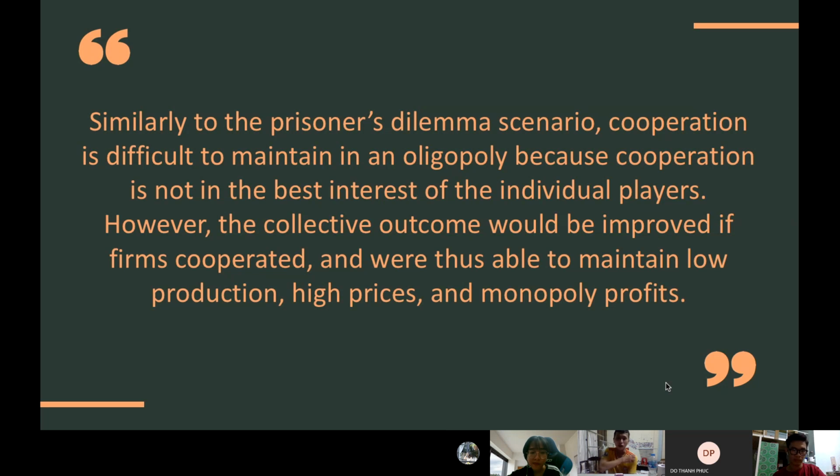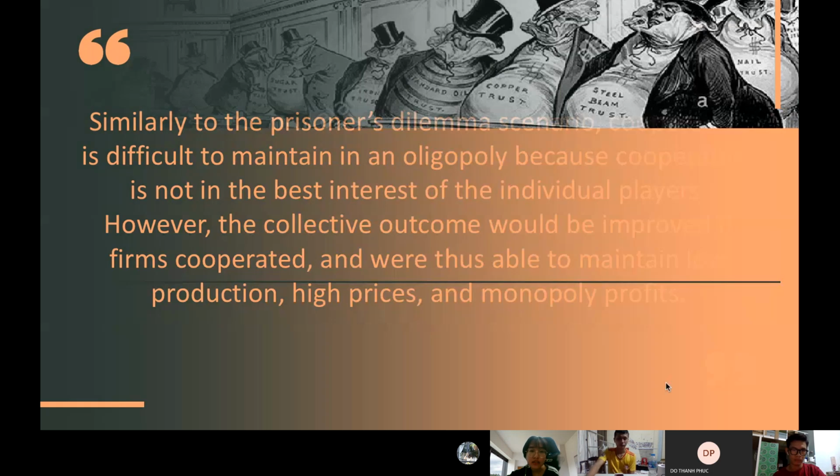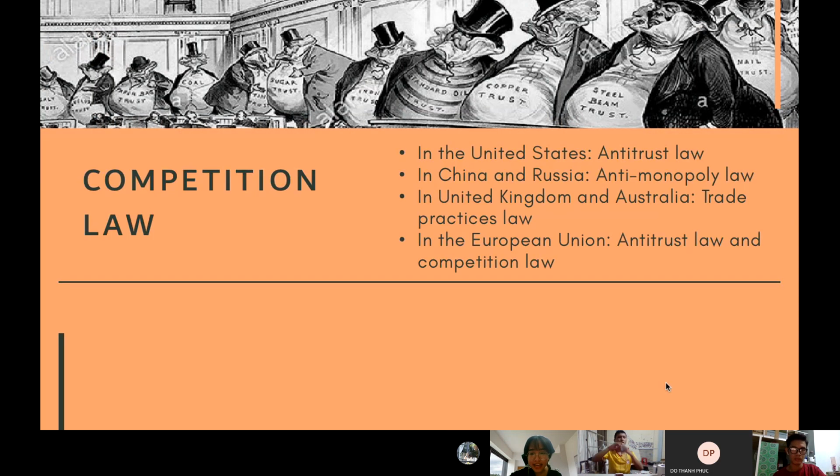The next part is from my group member, Vinh Minh. Thank you. So next we are going to learn about what antitrust law is and why the government has to impose the laws.